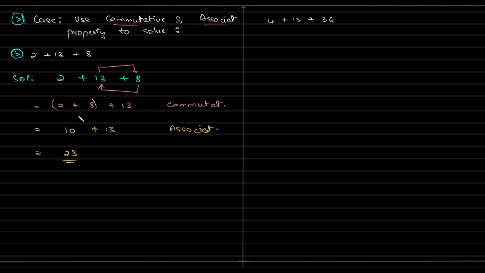So the point was, you can see clearly that it's much more convenient to add 2 and 8 first, because adding 10 with any other number is quite simpler than adding anything else, right? So with a similar logic, try to do this question.